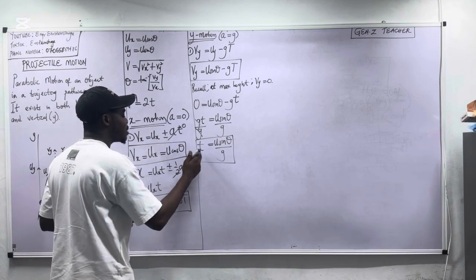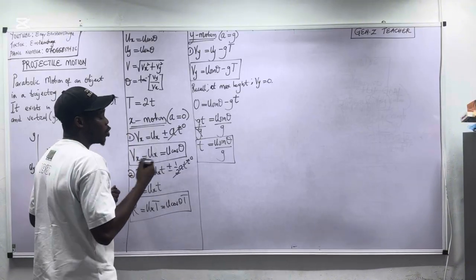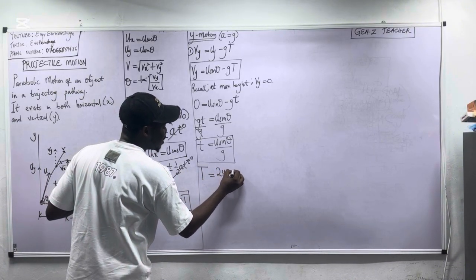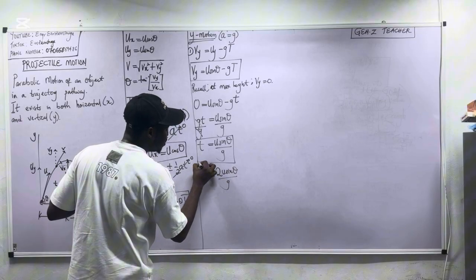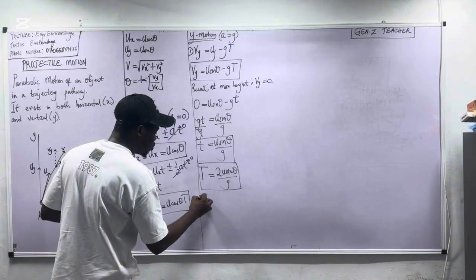Now, since you know the time to reach maximum height, it means you can now find the time of flight. So you can quickly just say the time of flight becomes 2u sine theta over g. This is the time of flight. Now, moving on to number 2.